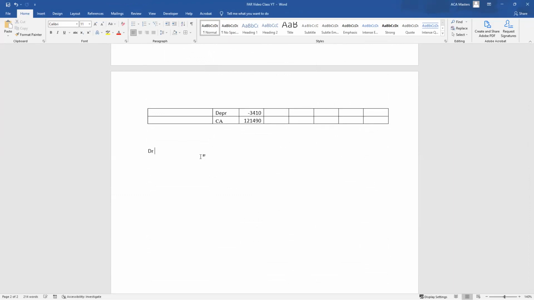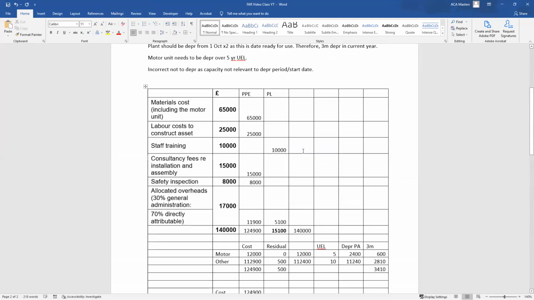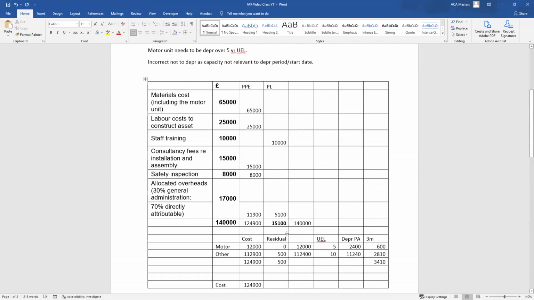So therefore we'd have debit P&L, and the other side would obviously be credit PPE because they've recorded it as PPE and they shouldn't have been. So the asset's too high, so to reduce the asset, credit it, and then debit the P&L to record the expense. So that's the first entry that we needed.